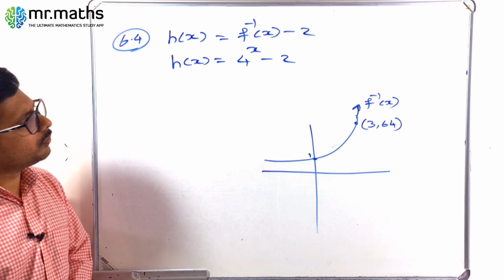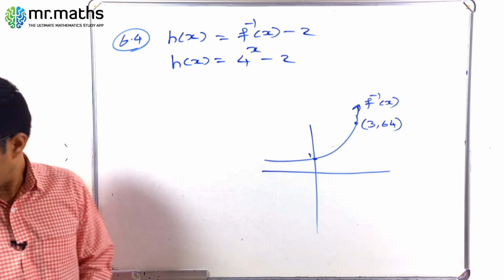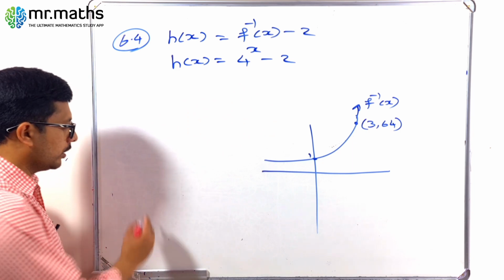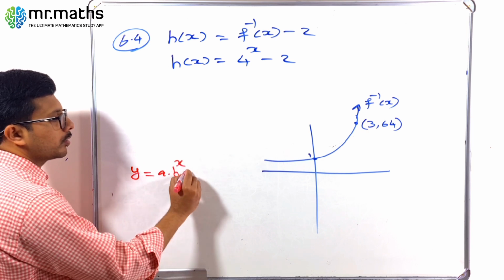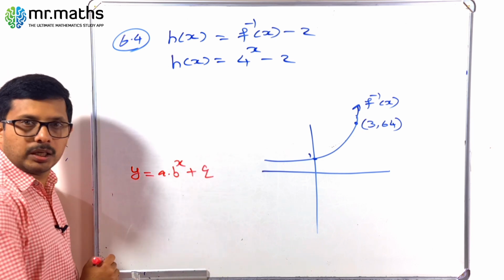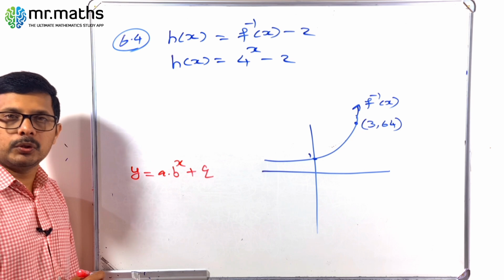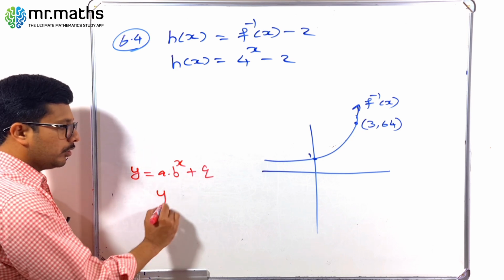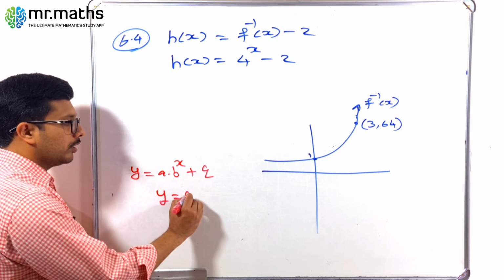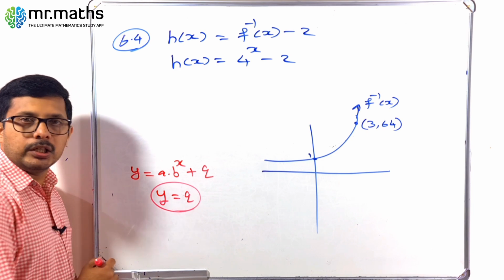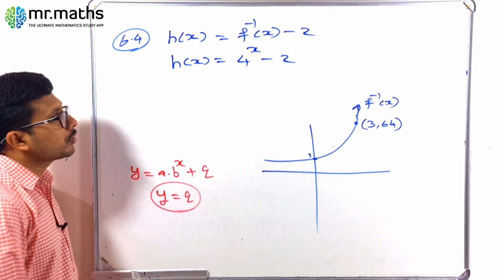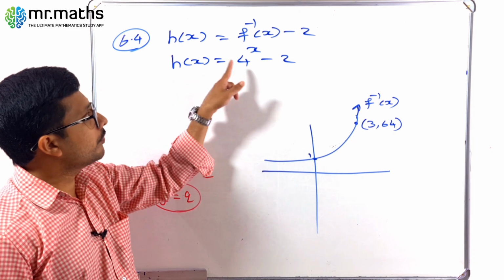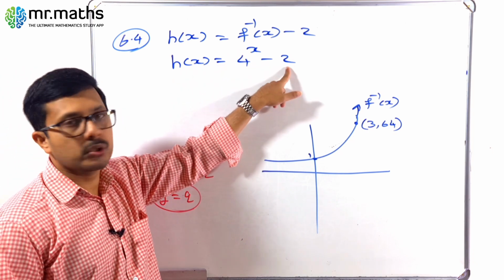Now here, what is the general form of an exponential graph? y is equal to a into b raised to x plus q. Am I right? Here, what is the equation of the asymptote? y is equal to q. This is the equation of the asymptote. So look at our equation: h of x is equal to 4 raised to x minus 2.